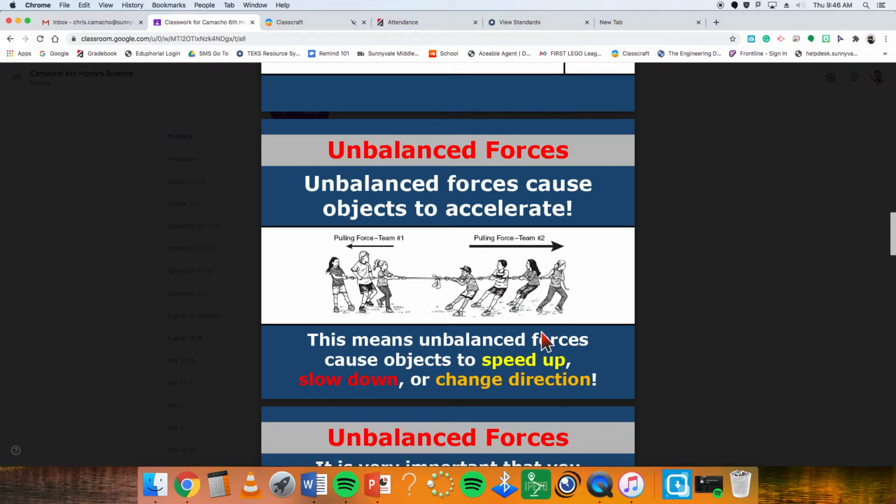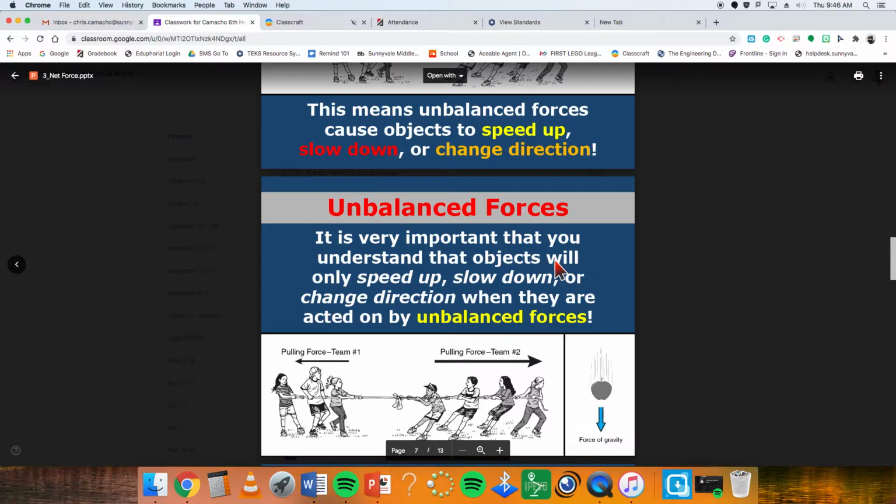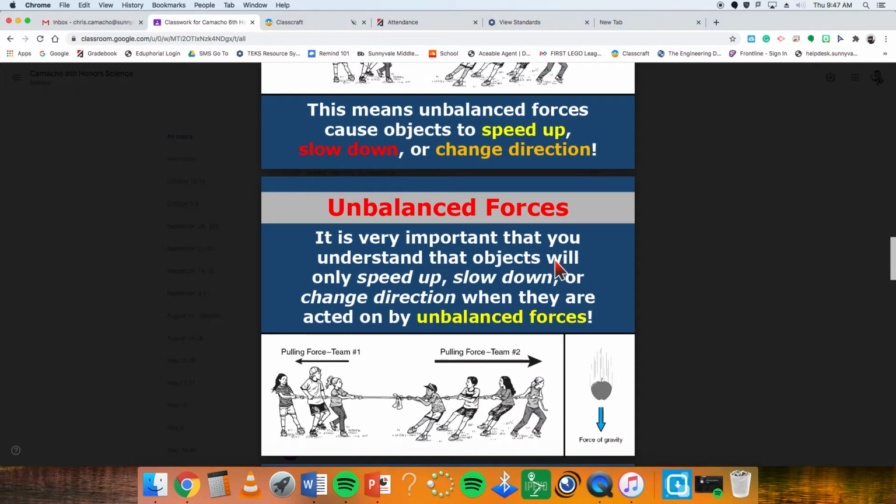So that's very interesting. So if you're thinking about something, okay, how would change direction work? Let's say I'm going at 20 miles an hour and I'm taking a corner. I'm driving a car or riding a bike or whatever, and I'm taking a corner at that speed. I'm accelerating, even if I'm taking a corner and my speed doesn't change. I'm accelerating as I slow down to a stop sign. That's usually not how we define it in our language. When you're accelerating, you think speed up, but from a science aspect, acceleration is all three: speeding up, slowing down, and changing direction. It's very important that you understand that objects will only speed up, slow down, or change direction when they are acted on by an unbalanced force.